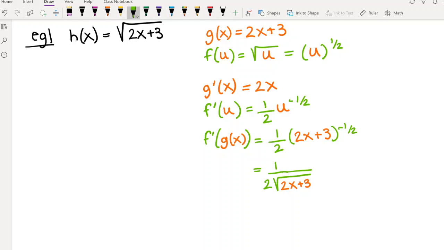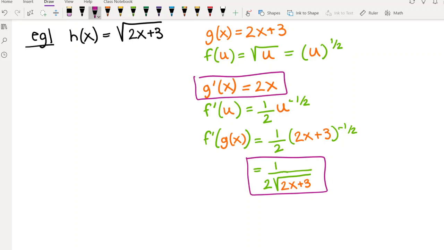Okay, so let's put these pieces together now. What are the pieces that we actually need for our derivative? We're going to take f prime of g of x, our final version of that, and g prime of x, and multiply those two things together. So h prime of x is equal to the outside derivative with the original inside function inside of it times the inside derivative.